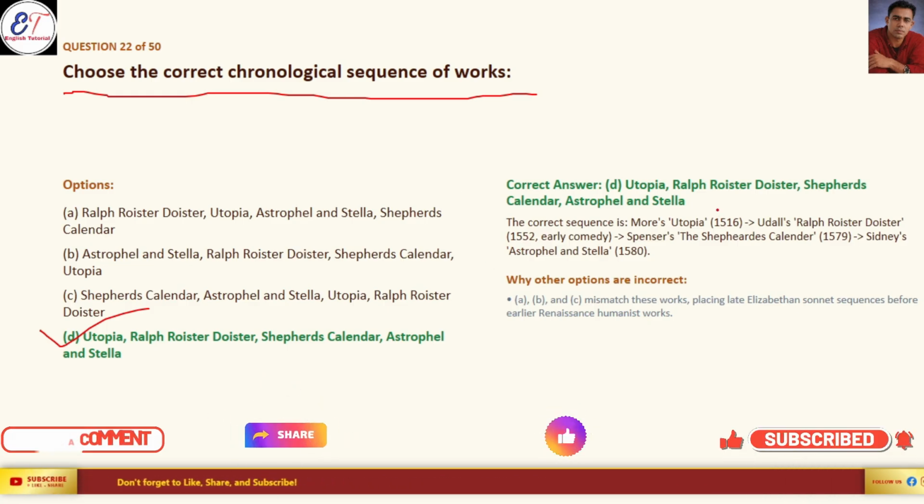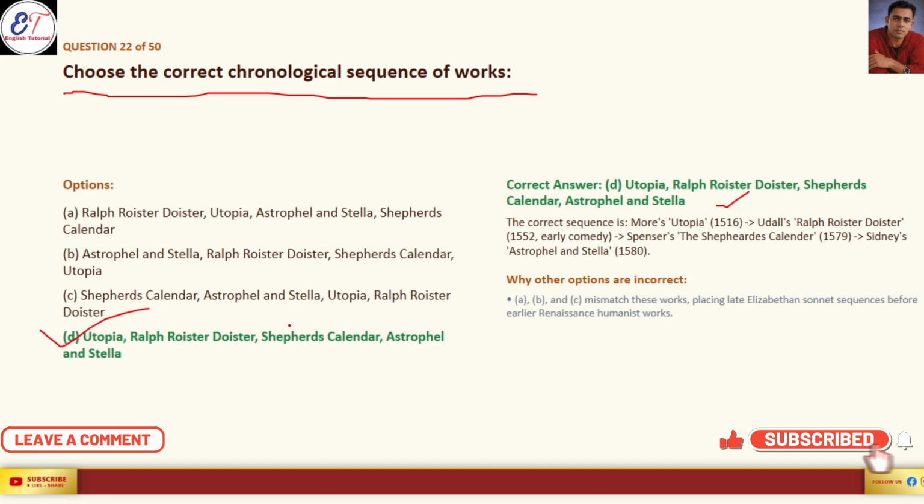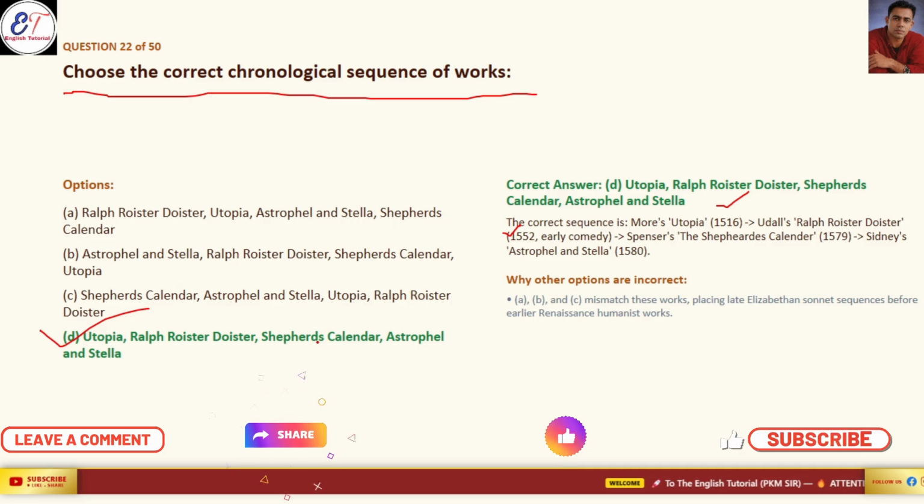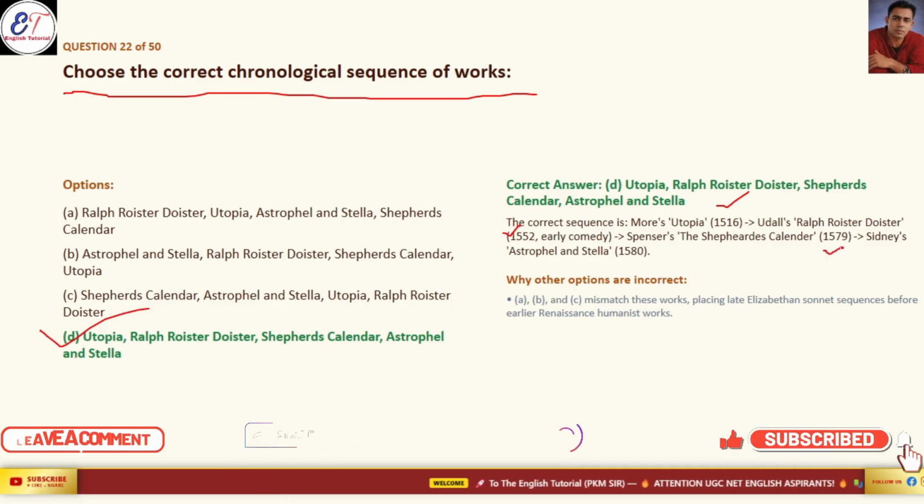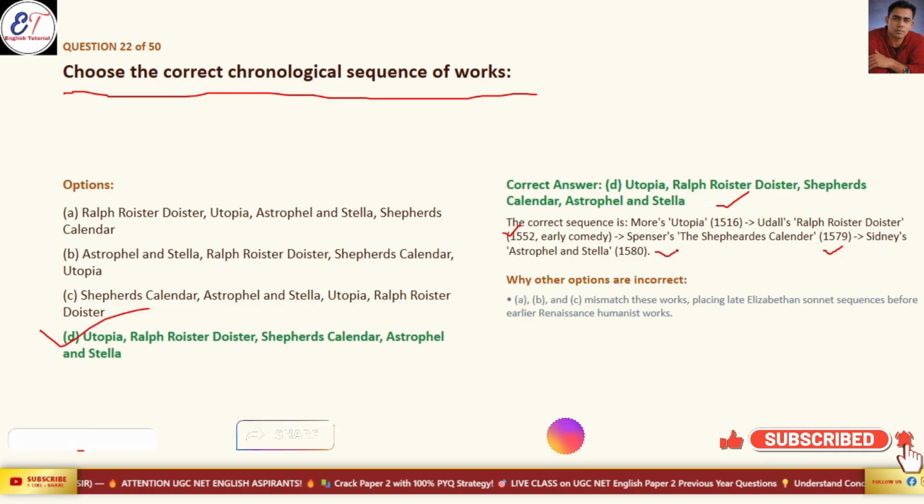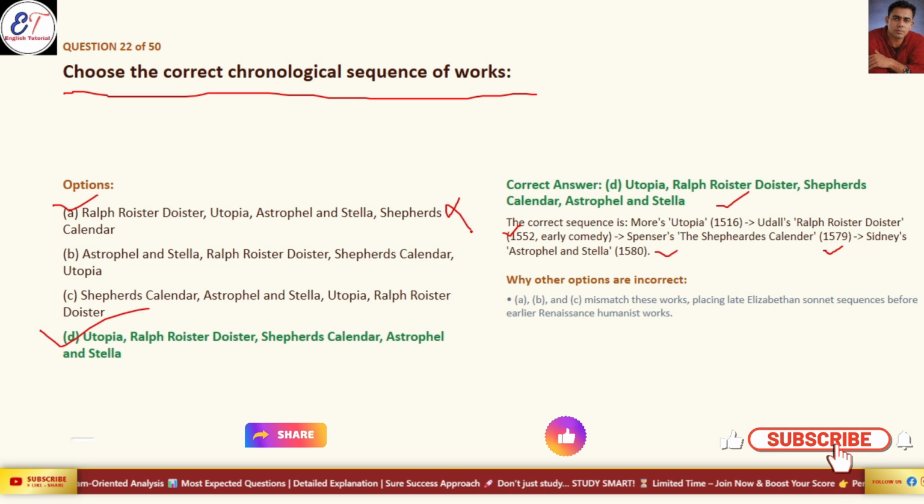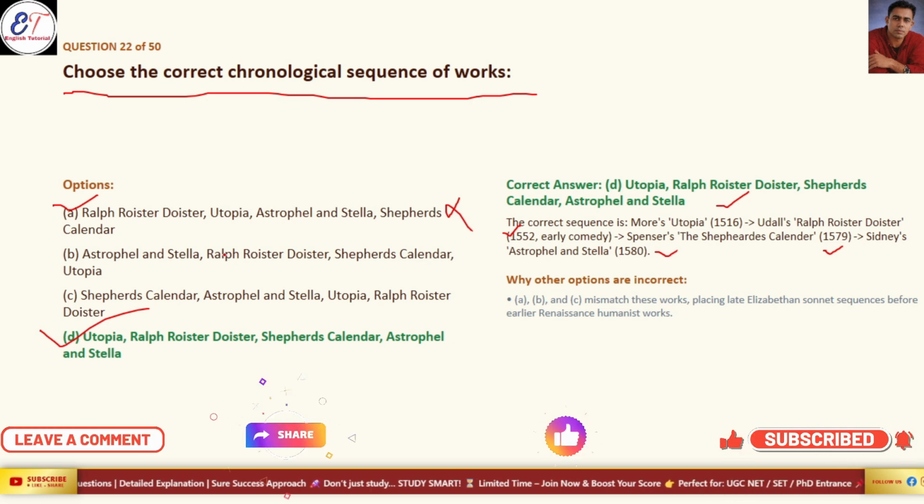Utopia was published in 1516. Then Ralph Roister Doister was published in 1552. Then The Shepheardes Calender was published in 1579. Then Sidney's Astrophel and Stella was published in 1580. So no other options match like this. In option A, we can see Ralph Roister Doister, which should be the second, so this is wrong. We need not spend more time.